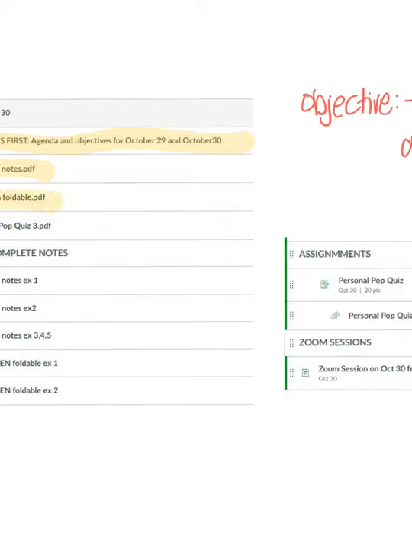We worked on that the other day, but we had two examples that were left on there that go with this section, and so we need to complete that. And then you're going to be working on the personal pop quiz. That is also part of your chapter 3 notes, but I've linked it in here just in case you need another copy of it. Okay?